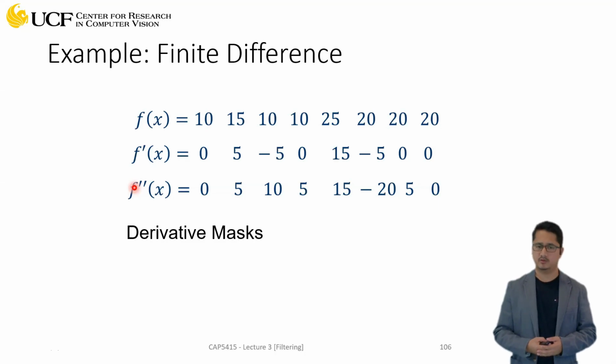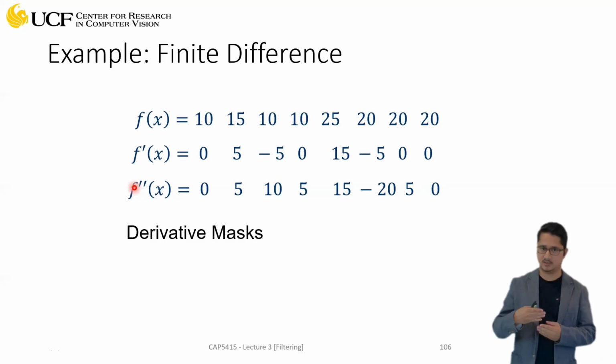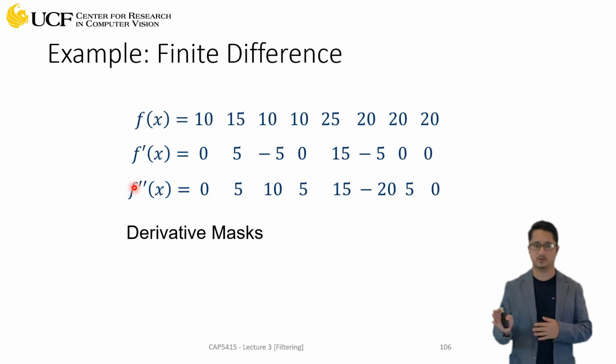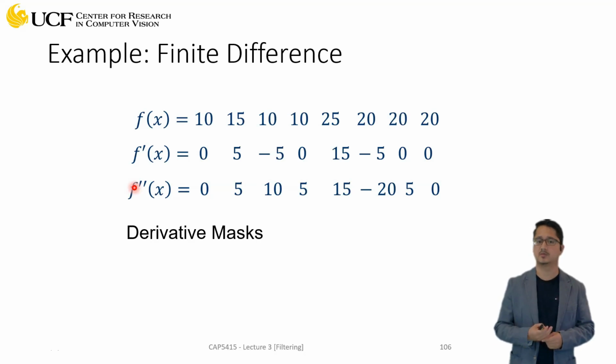Now let's see if we can do slightly better than this, and instead of subtracting these values, can we create a derivative mask? The idea is, since we are going towards filtering, we will need some kind of filters. Can we create filters which can compute these derivatives for us? So we'll call those derivative masks. And you can think about it, it's pretty simple.